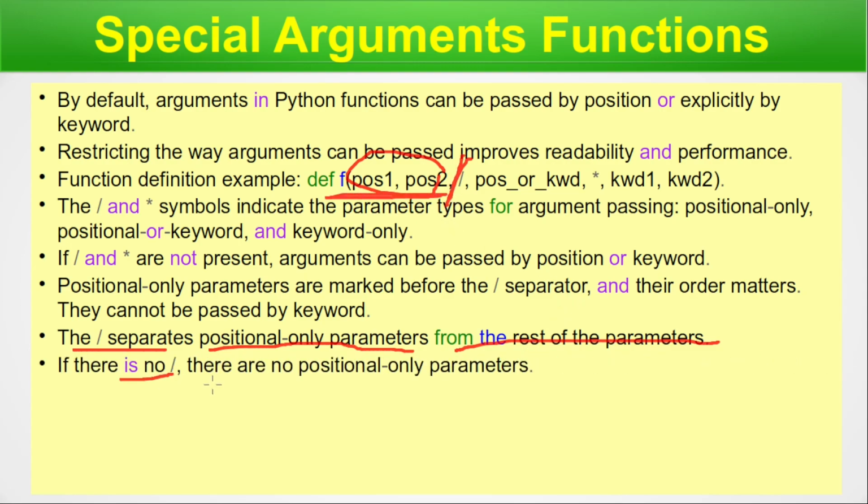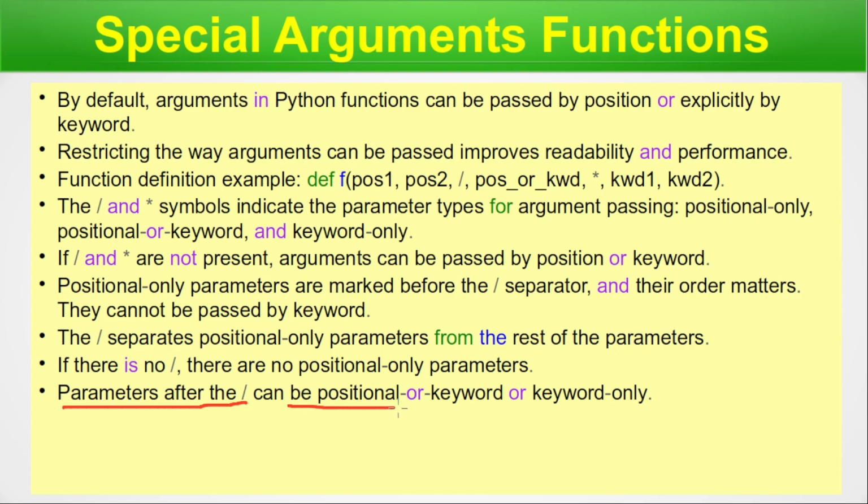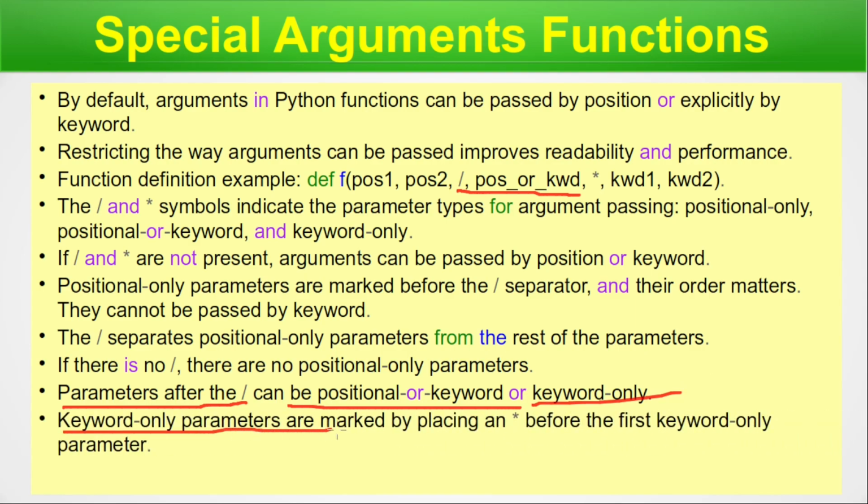If there is no slash, there are no positional only parameters. So these are positional only parameters. Parameters after the slash can be positional or keyword. So after this slash it could be positional or keyword. Keyword only parameters are marked by placing a star before them. Since this is here, anything after this will be keyword only parameters.